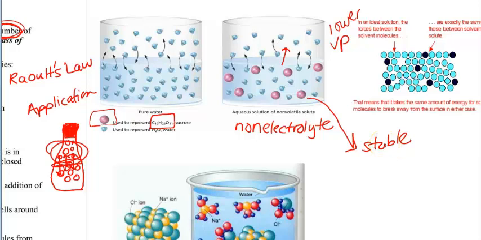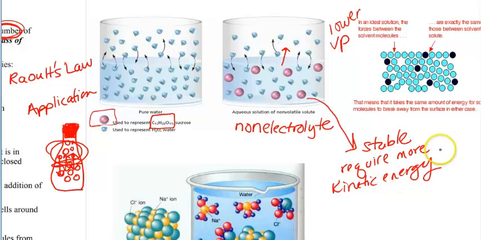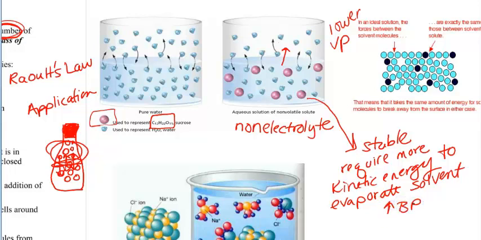What does this mean? It's going to require more kinetic energy. We measure that energy with temperature to evaporate the solvent. So for you to get rid of that water and have it evaporate, that means it's going to need a higher boiling point in order for it to boil. And also you're going to need to remove more kinetic energy in order for it to freeze. So it will decrease the freezing point. Again, this is something Ms. Heaton will go in greater detail about.